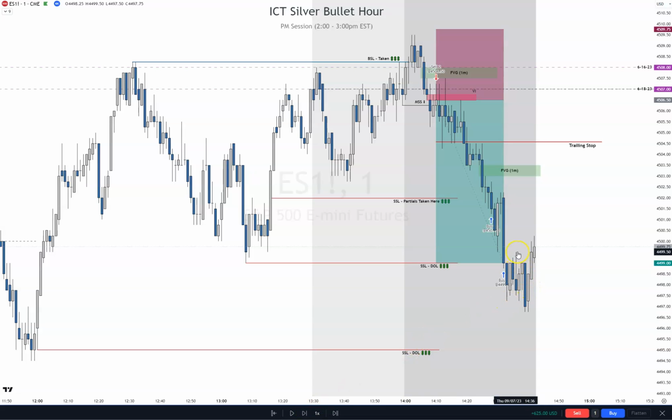All right, so now we could say, hey, I'll just mark this out. Here's a market structure shift. Well, technically it's down here. Right there. Let's see if I put this on here. Market structure to go up. Right there. You also have a fair value gap right here.